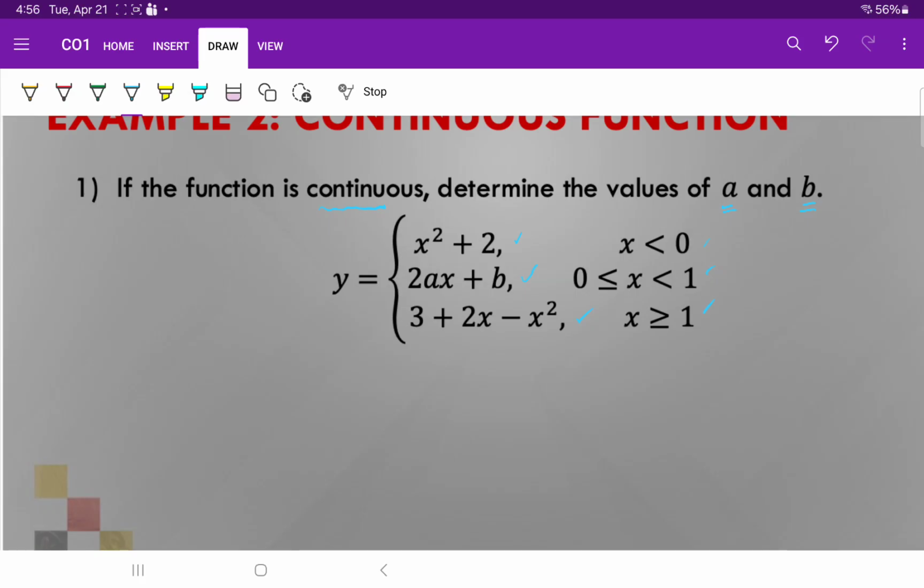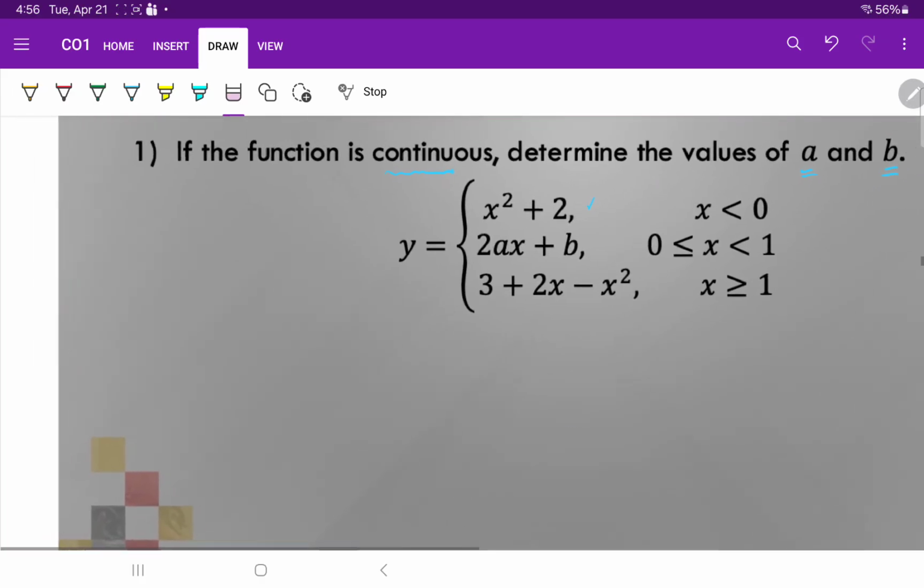So for this one, you have to use the second condition. Because if you use the second condition, you'll have 2 equations. If you use the first one, you only have 1 equation. So for this one, we use the second condition, which is finding if the two-sided limit exists.